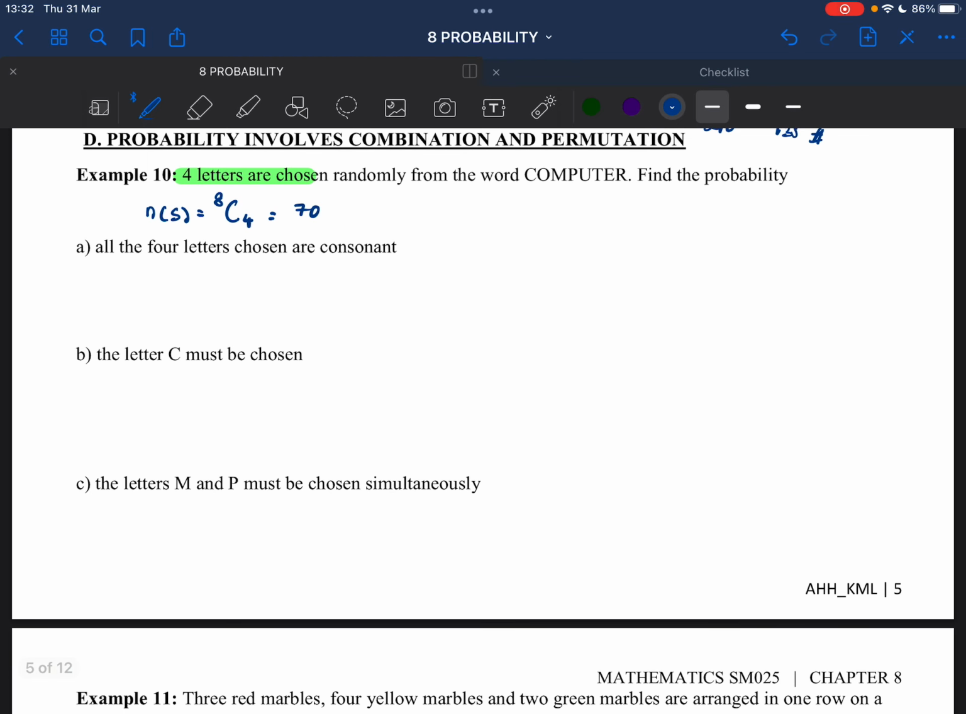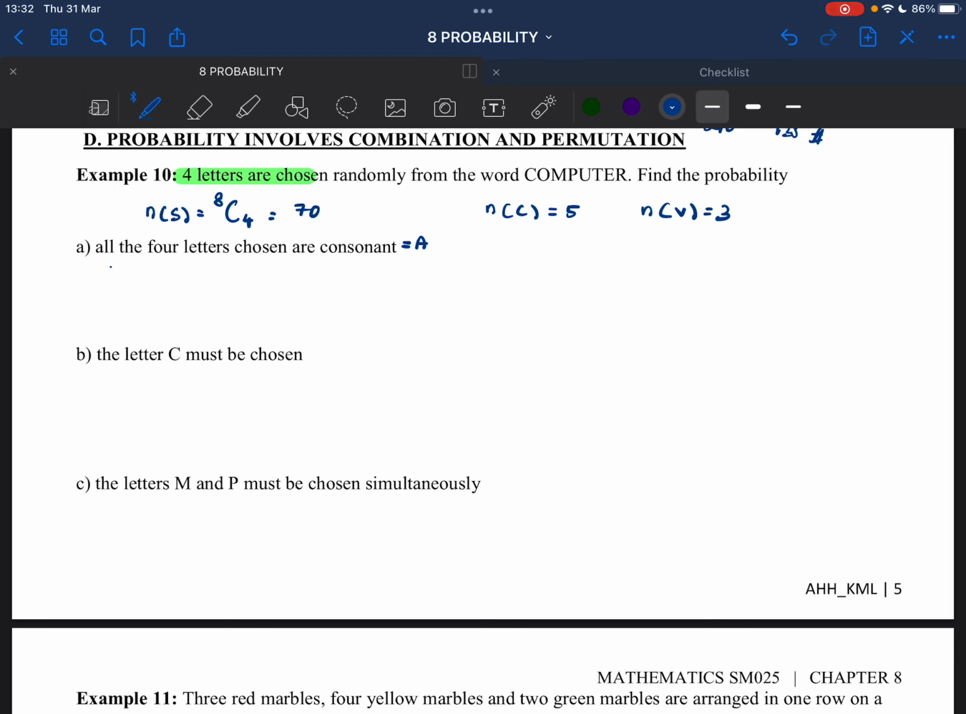Find the probability all the 4 letters chosen are consonants. So the question asks for consonants. How many consonants do we have here? 1, 2, 3, 4, 5. 5 consonants. So the number of consonants here is 5 and the number of vowels here is 3. The question asks for consonants, so let's take this as event A.